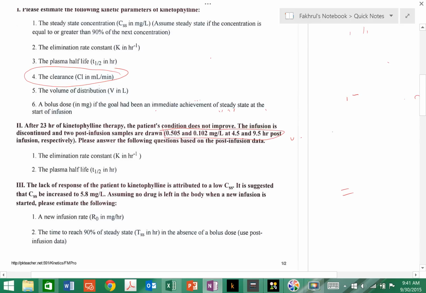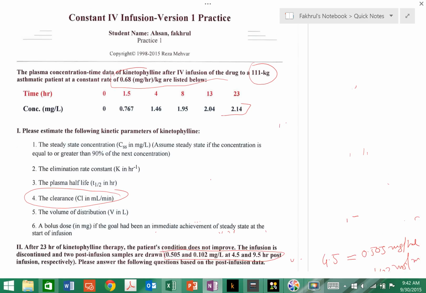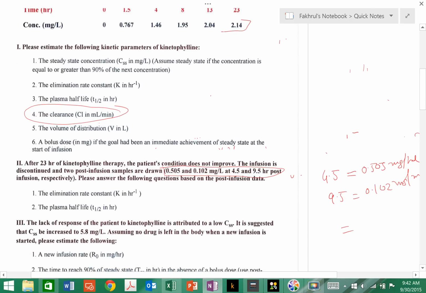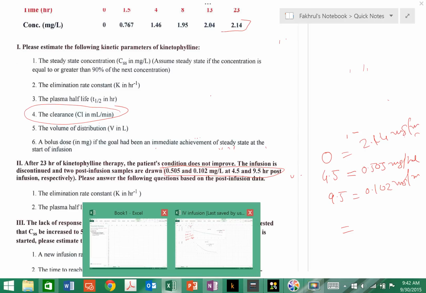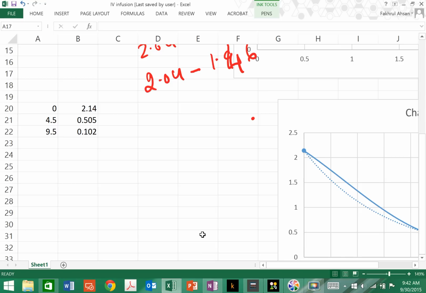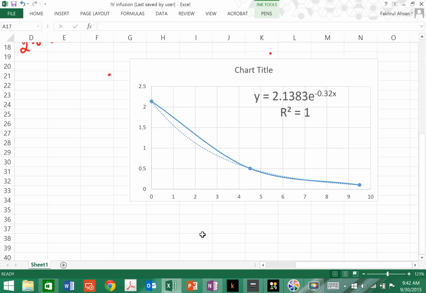So we have two data, which is at 4.5 hour, we have 0.505 milligram per milliliter. At 9.5 hour, we have 0.102 milligram per milliliter, and the last time point for infusion, which is 0, is 2.114 milligram per milliliter. So you plot this data. There you go. So you plot 0, 4.5 and 9.5, and you will get a slope of this, and this would be your K, new K.